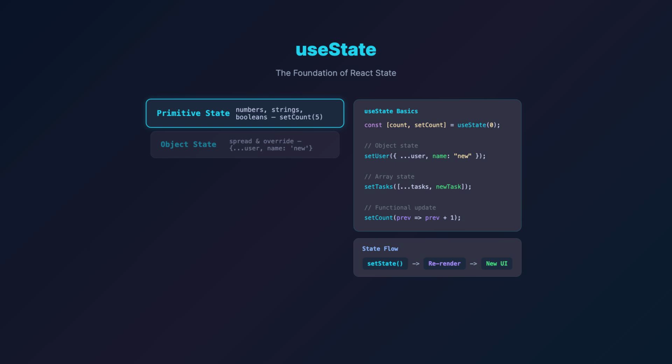But object state requires a different approach. You can't mutate state directly. If you have a user object, don't write user.name = newName. Instead, spread the old object and override the property. setUser({...user, name: newName}). This creates a new object which tells React something changed.